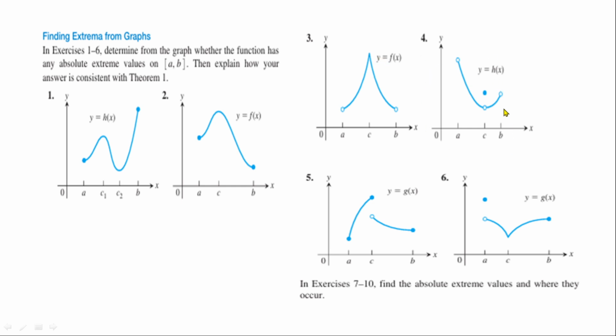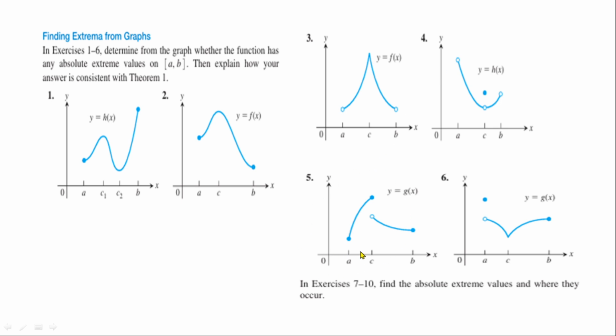In example 4, the intervals are open and the function is discontinuous. It is not a continuous function. Here we cannot say the absolute minimum value. These points are not included; they are excluded. So we cannot say what the absolute minimum or the absolute maximum is. These are the open intervals.